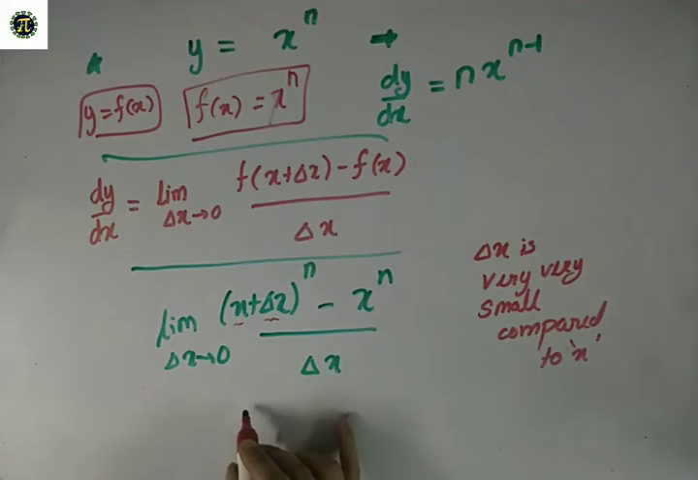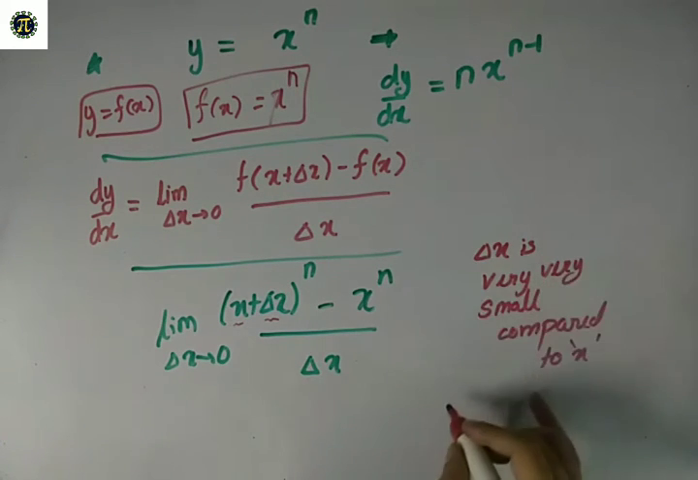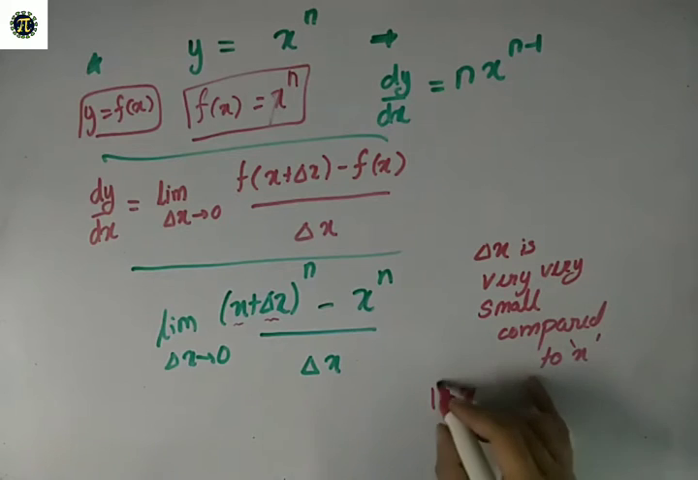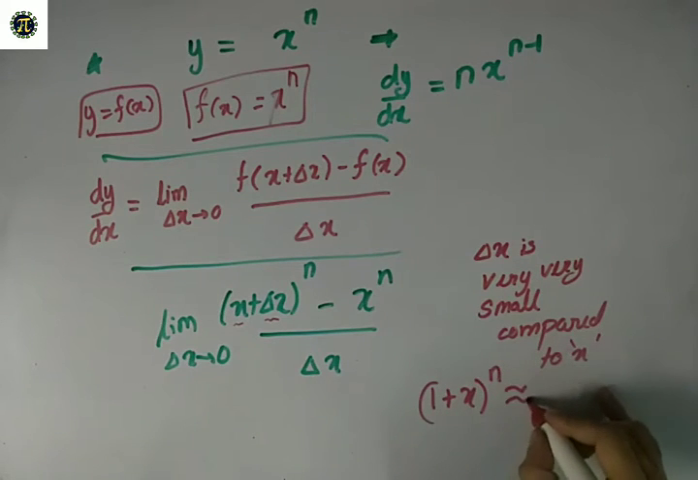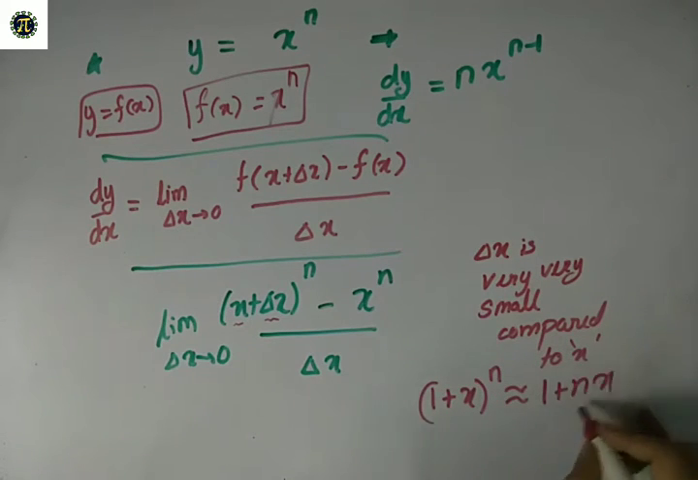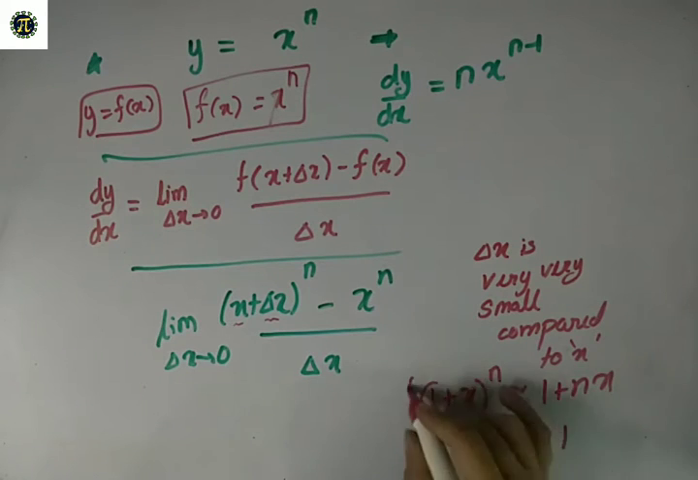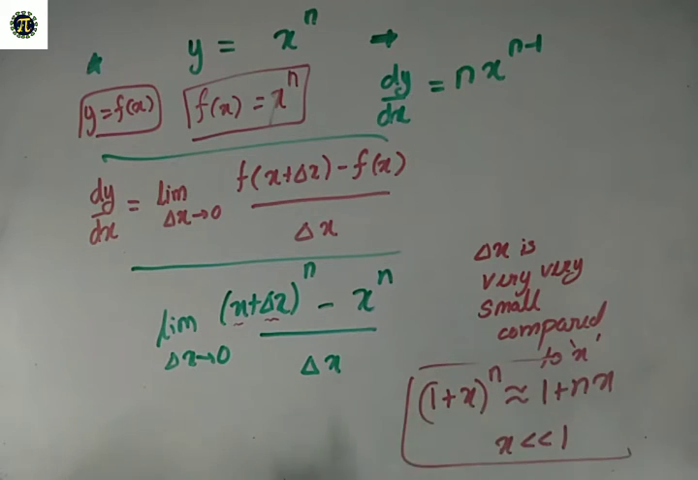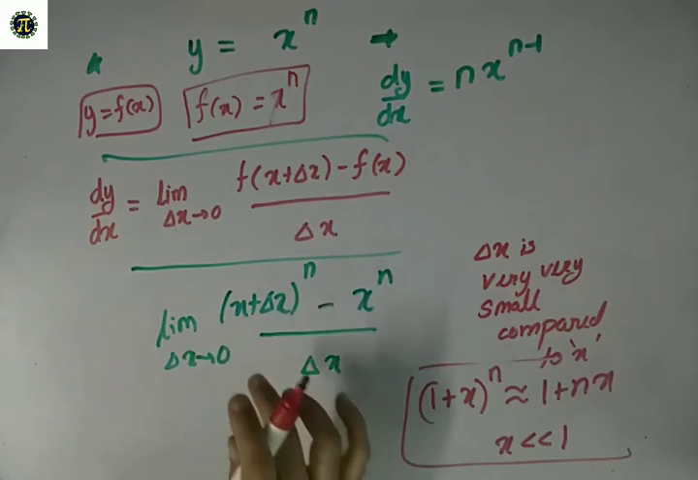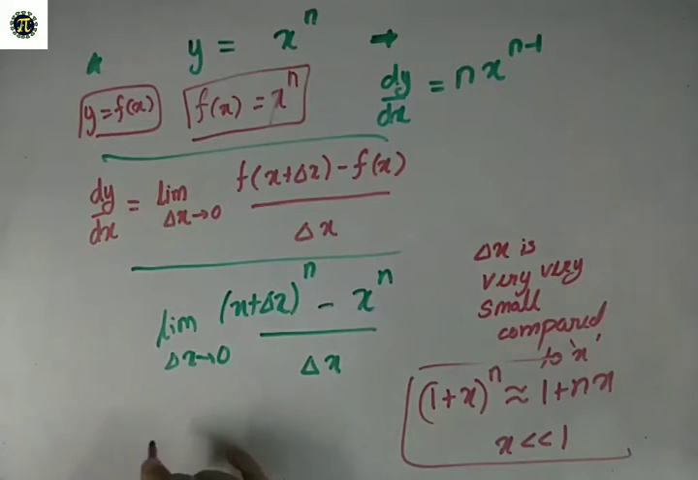So what I can do, maybe I can take x. We know the binomial approximation: 1 plus x to the power n is approximately equal to 1 plus nx if x is very small compared to 1. So this is something we know. But we have an x here, so how do we bring a 1 here? We'll take x common, right?